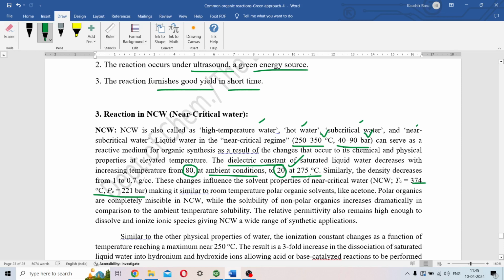You have managed to lower the dielectric constant from 80 to 20. The water has now become more like acetone. So it will now be able to solvate the organic compounds much more easily. But the epsilon value, the dielectric constant, is still high enough so that it can dissolve and ionize salts. So that gives me a common ground where the organic compound can also come and interact with the ionic reagent that I am using. So that is one thing.